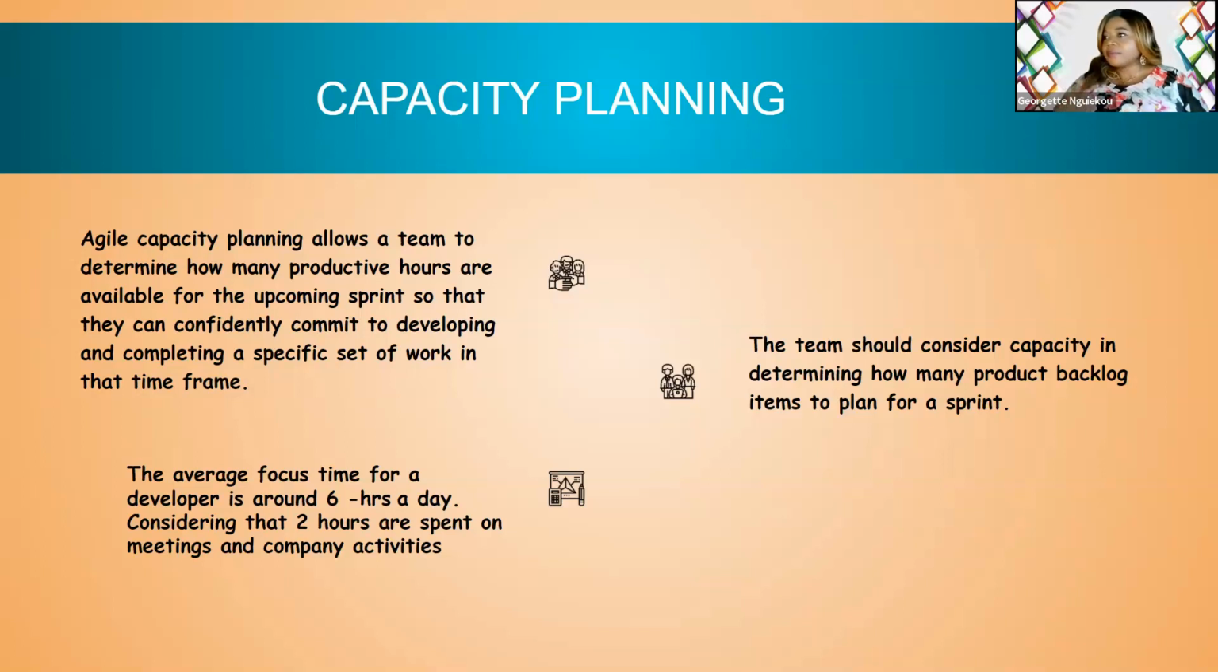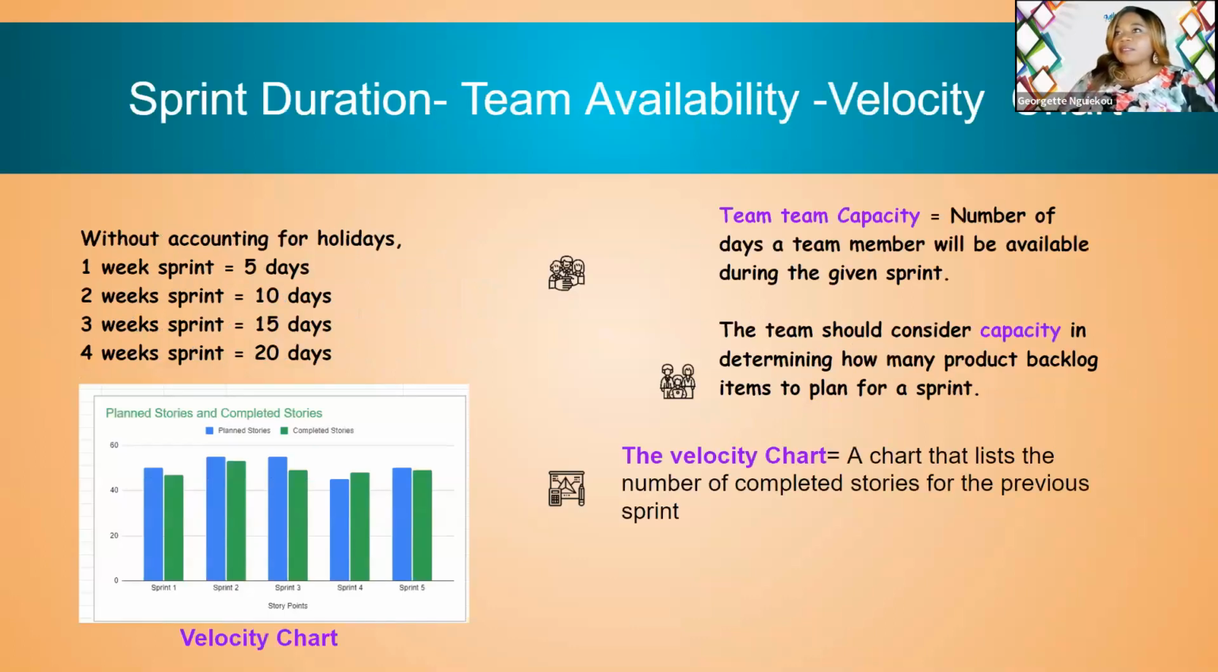Now, why is it important? Why do we even collect this? Let's talk about the sprint duration. I introduced you to that. When a sprint is a 1 week sprint, what do we have? A 1 week sprint means 5 days only, if there is no holiday. A 2 week sprint is 10 days. A 3 week sprint is 15 days, and a 4 week sprint is 20 days. This is the maximum, the longest sprint.